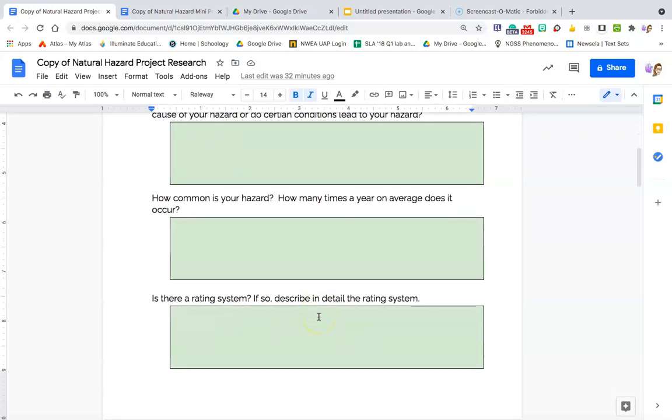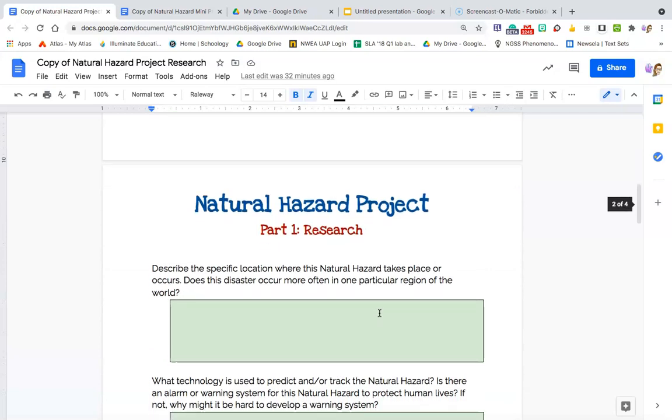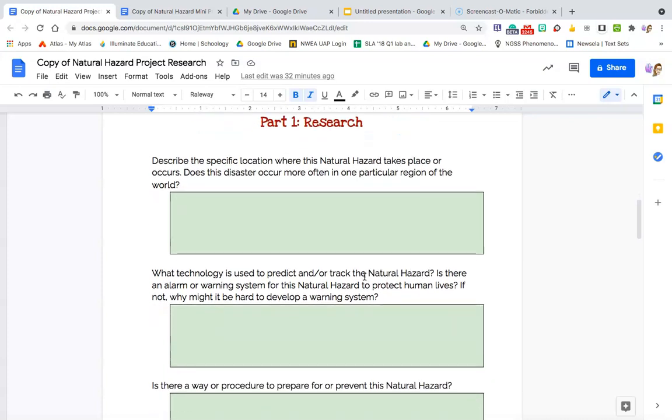How many times a year on average does it occur? Is there a rating system? If so, what is that? So, for example, we explained that in hurricanes, you have a category 1, 2, 3, 4, and 5. Specific locations where it occurs. Does it occur in one area more than others? So this is going to be like for hurricanes, they occur on the south and east coast of the United States, not on the west coast.